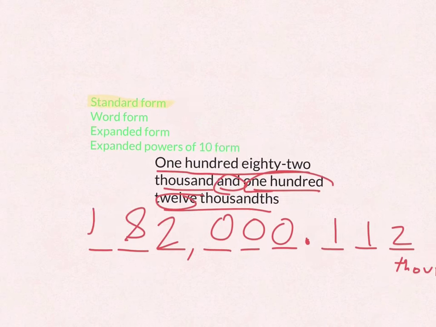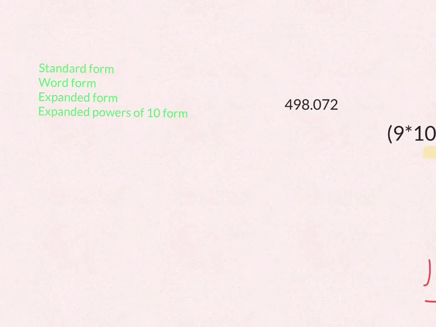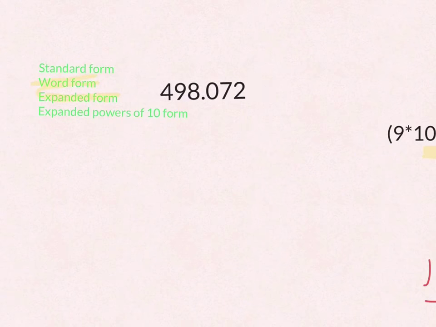So we'll go ahead and get rid of these ones. And next we're going to do 498 and 72 thousandths. You're going to write this one in, let's try both word form and expanded form. I'll give you a second to write this number in word form and expanded form in your notes, and then we'll go through it.